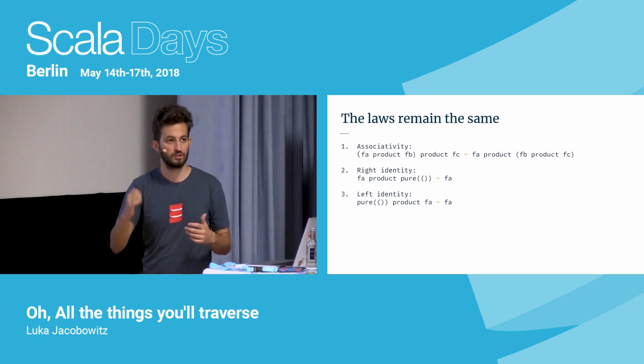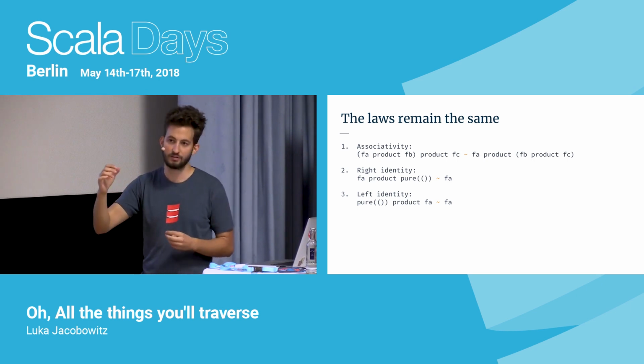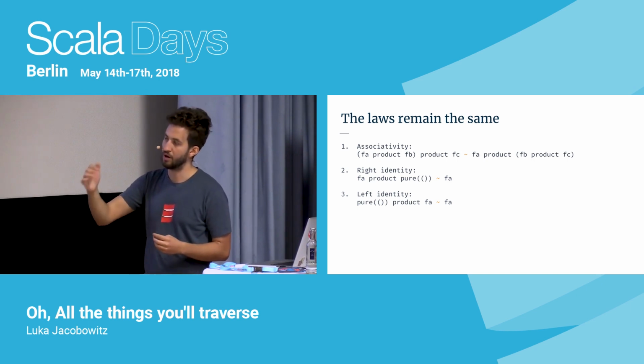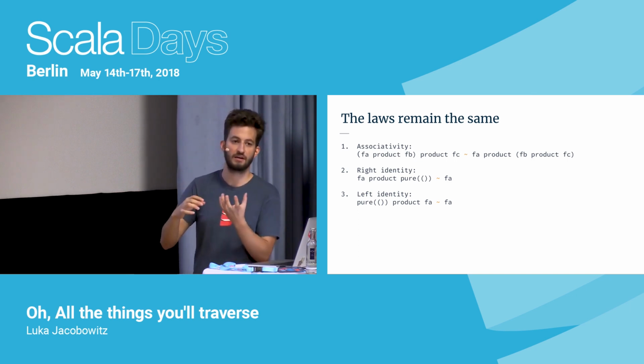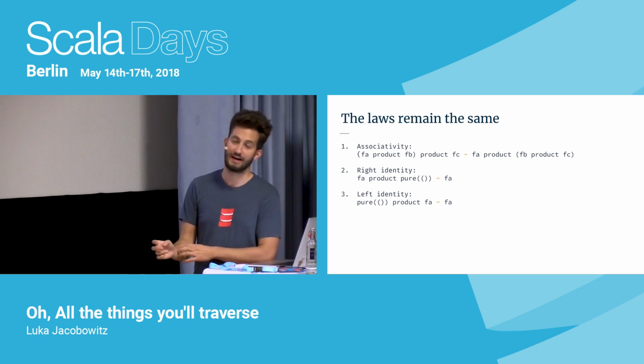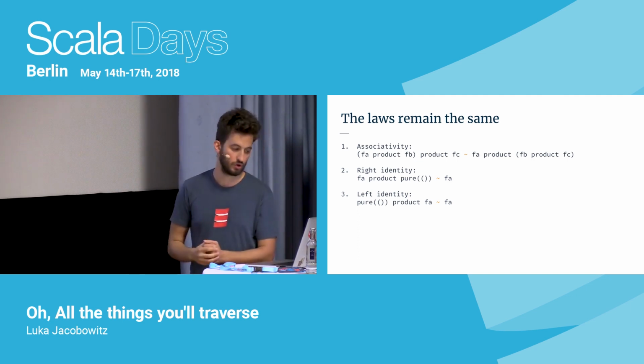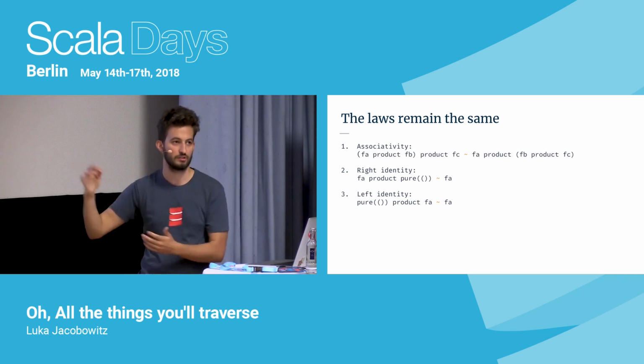So if we call this pure function and then use product, it will have to be isomorphic. It can't have any effects on the actual value, right? So this is another similarity to monoids.